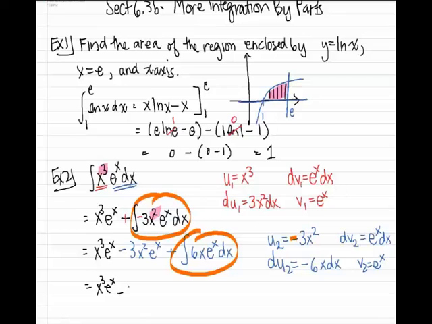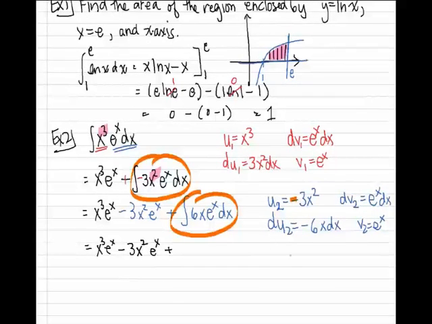And actually I could have told you ahead of time that I was going to have to do it 3 times because it's an x cubed, the third power. We would have to take the derivative 3 times in order to get it down to a constant. So using my integration by parts one more time over here on the right hand side, let's let u sub 3 equal 6x and our dv sub 3 equal to e to the x dx.